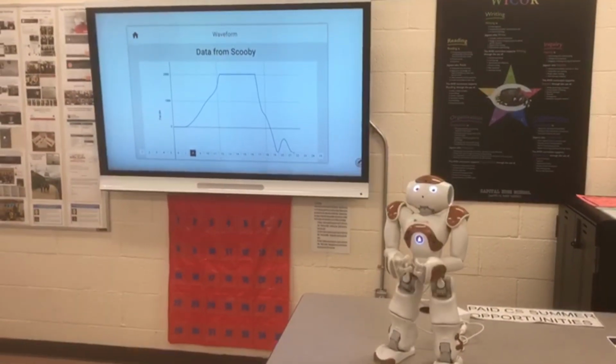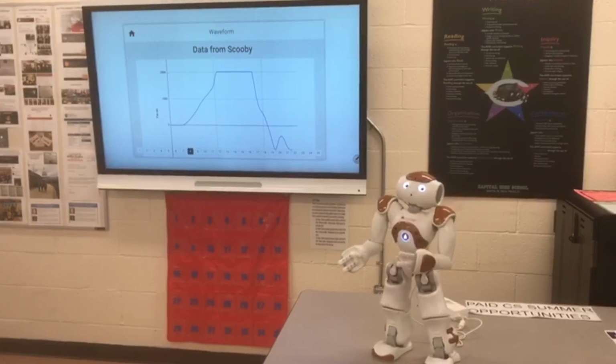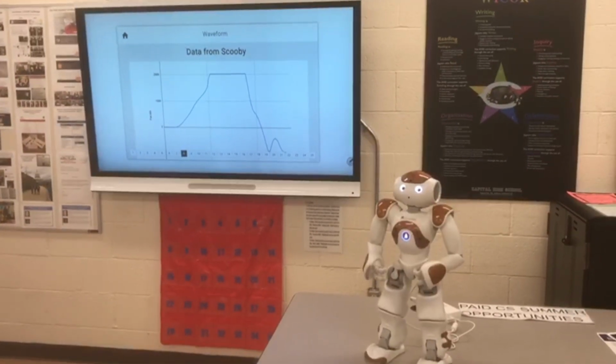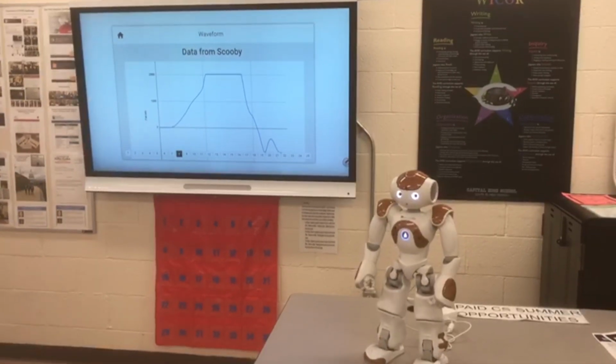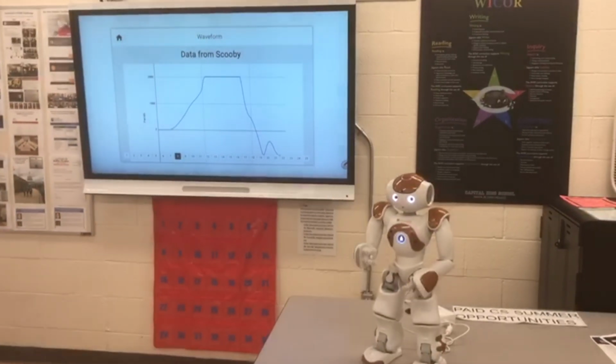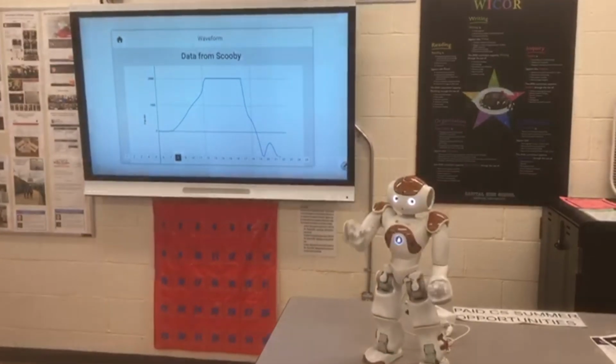This is a graphical representation of data collected by Scooby. This graph represents a waveform of a bang sound caused by popping a balloon. Based on the research, the waveforms of popped balloons are very similar to the waveforms of gunshots.